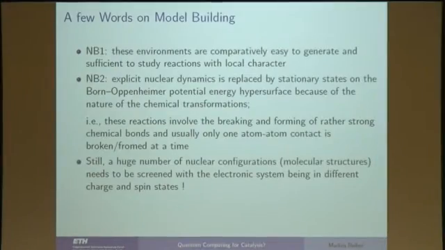And these reactions, and that's the most important point, involve the breaking and forming of rather strong chemical bonds. So when you do that, this is when you get away with a model which has only a few hundred atoms. And what you do is you usually break only 1 or 2 atom-atom contacts at a time. Okay, this is why it's possible. Still, the problem is that you need to consider a huge number of nuclear configurations and a huge number of molecular structures. And for these nuclear configurations, you solve the electronic Schrödinger equation, and you also need to do that for a molecule in different charge and spin states.